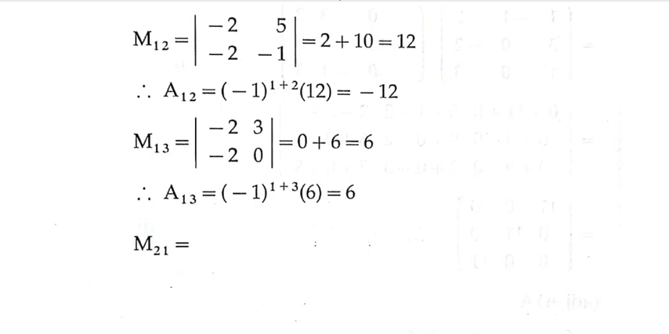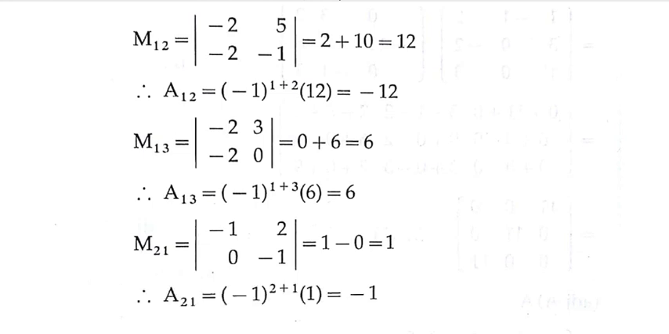Next is M21. For finding M21 we have to delete second row, first column. After deleting second row, first column, we got minus 1, 2, 0, minus 1. Then cross multiply: minus 1 into minus 1 is plus 1, minus 0 into 2 is 0, and 1 minus 0 is 1. Therefore the cofactor A21 is equal to minus 1 raised to 2 plus 1 into 1, which is equal to minus 1.